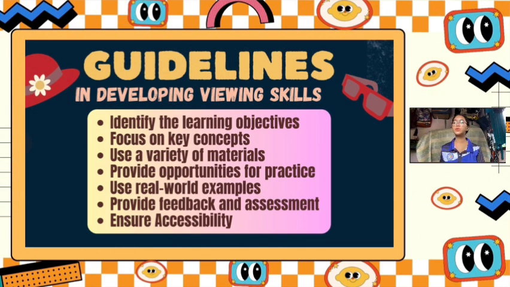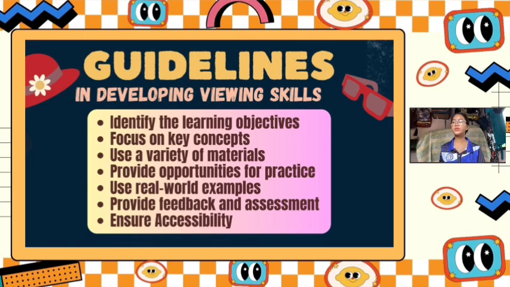Okay, let's proceed to number 3, which is use a variety of materials. When we say use a variety of materials, this is where we incorporate different types of visual media, including images, videos, infographics, and multimedia text to expose learners to a broad spectrum of visual experiences. In this way, we are not only giving the students the chance to learn, but also to enjoy learning.